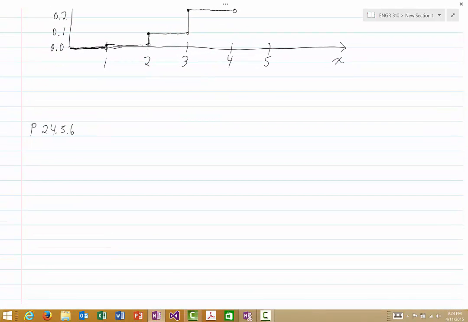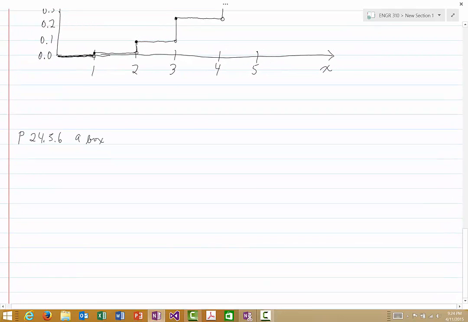So the first part of this problem says a box contains 4 right-handed and 6 left-handed screws.